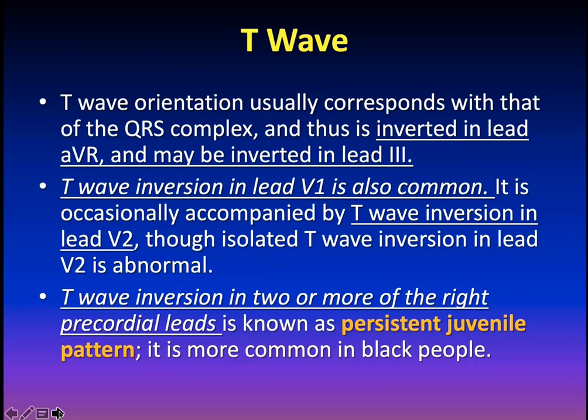The T wave is usually inverted in lead aVR and lead 3. T wave inversion in lead V1 is also common, and T wave inversion in lead V2 is also normal if it is accompanied by inversion in lead V1. So T wave inversion in 2 or more of the right precordial leads is also known as the persistent juvenile pattern, which is common in black people.